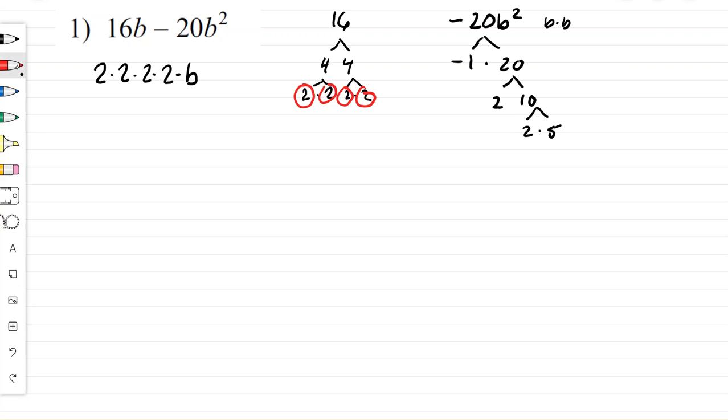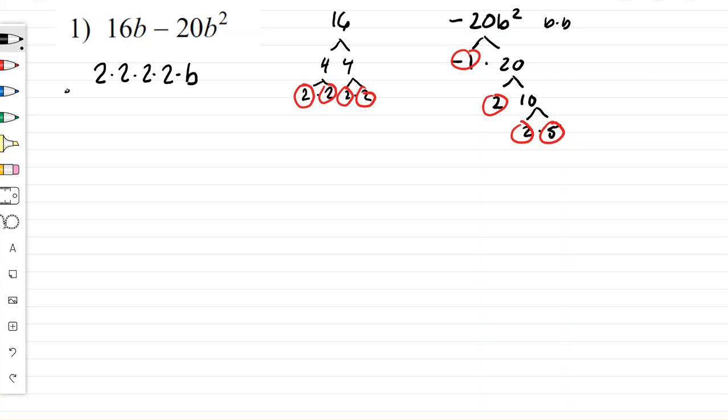So again, we circle all of our prime numbers, and when we want the prime numbers of negative 20b squared, we get negative 1 times 2 times 2 times 5.